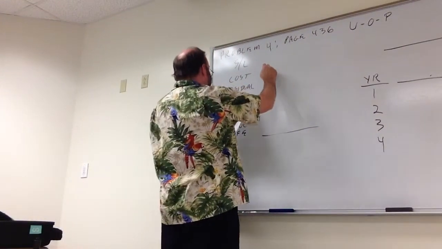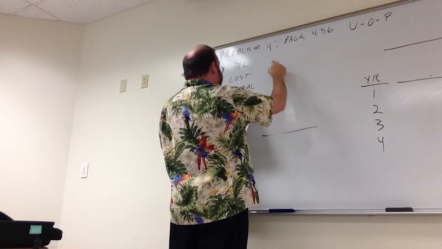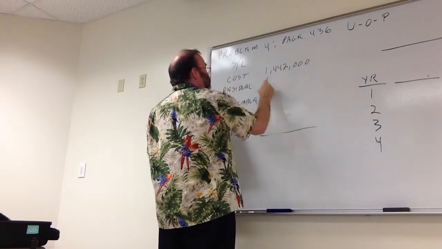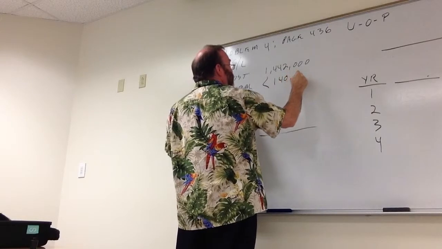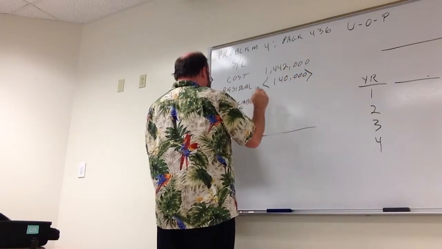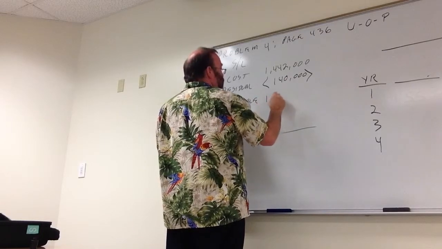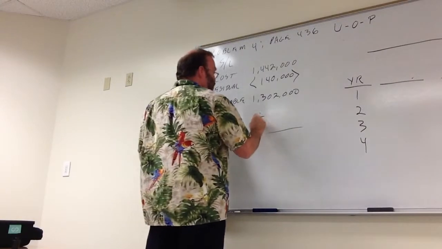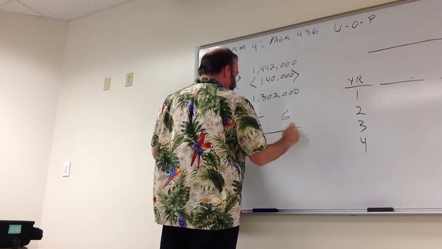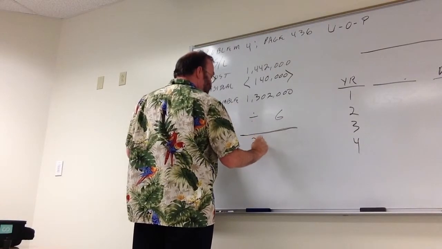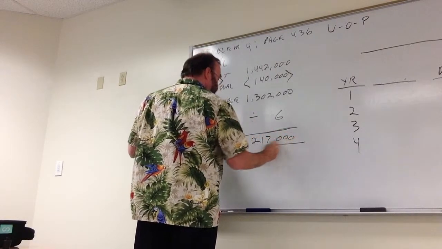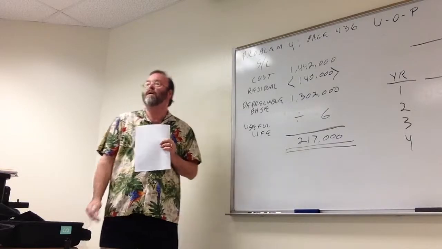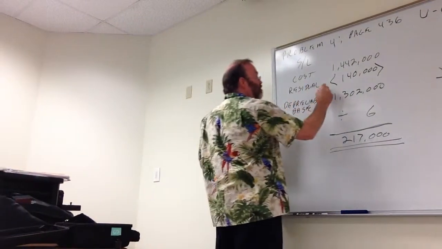Only now we've got a cost of $1,442,000. We have a residual value of $140,000. That leaves us a depreciable base of $1,302,000. A useful life of 6 years gives us straight line depreciation of $217,000. Yeah, this is minus to get that.